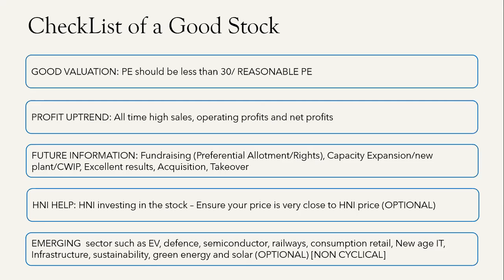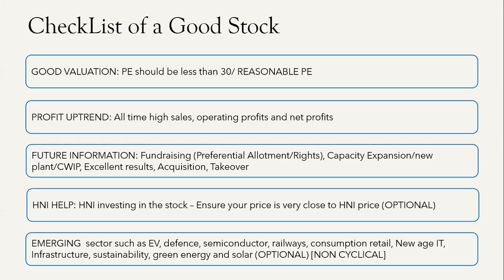Future information and HNI help are one and the same thing. Emerging sector is also important. I would say first 3 are the most important, and 4th and 5th are also important but slightly optional. Preferably, all 5 are very important, right? So I hope you understand that all 5 are very important.